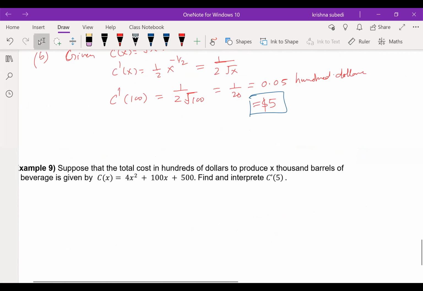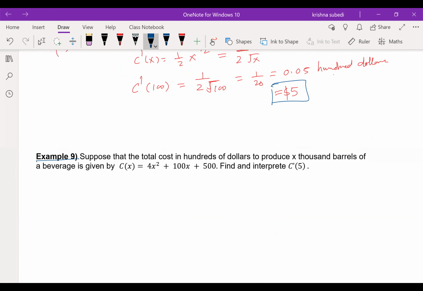And the last question for this section, example 9. Suppose that the total cost in hundreds of dollars to produce x thousand barrels of a beverage is given by C of x equals 4x squared plus 100x plus 500. Find and interpret C prime of 5. So we want to find the derivative, which is C prime of x equals 8x plus 100, and C prime of 5 equals 8 times 5 plus 100, and that's going to give you 140.